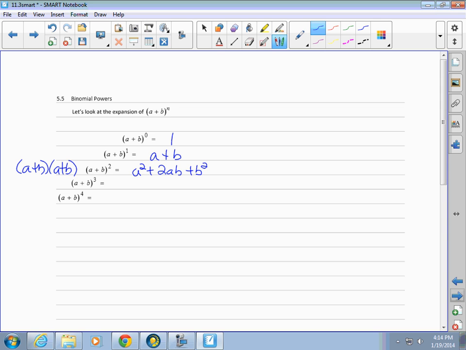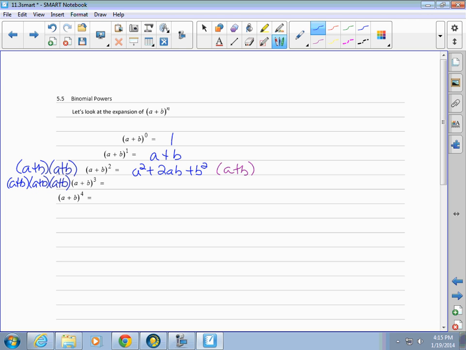So a plus b cubed is a plus b times a plus b times a plus b. Since we've already calculated a plus b squared, what we can do for this one is just multiply that by a plus b again. I'm not going to work it out for you, I'm just going to give you the answer, but that's all you would do. You would go a squared times a, 2ab times a, b squared times a, and then b times a squared, b times 2ab, b times b squared.